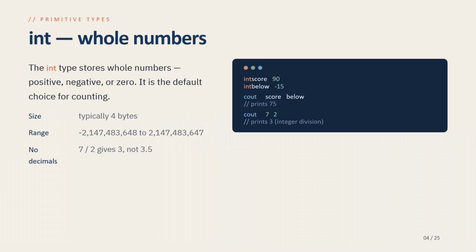So first we start with int. The int data type is used to store whole numbers such as 10, 100, minus 25, something like this. It does not store decimal values. Typically, an integer occupies 4 bytes of memory and can represent a very large range of positive and negative numbers. One important point to remember is integer division. For example, if we divide 7 by 2 using integers, the result is 3 instead of 3.5 because the fractional part is discarded here.